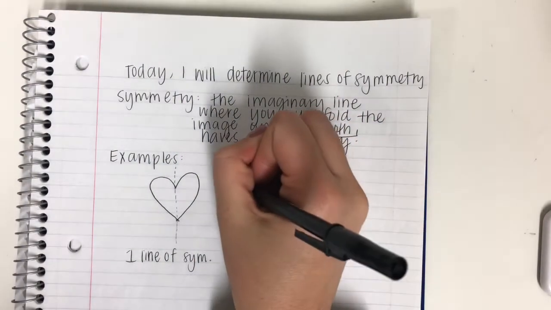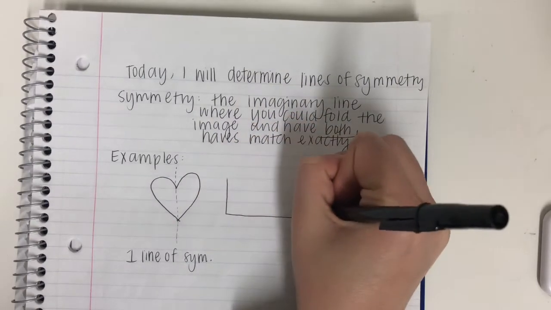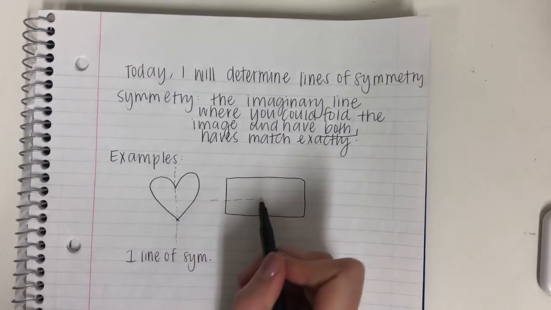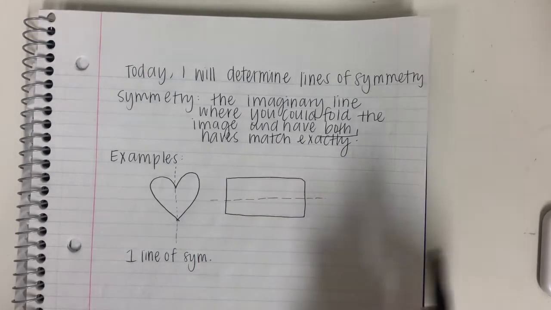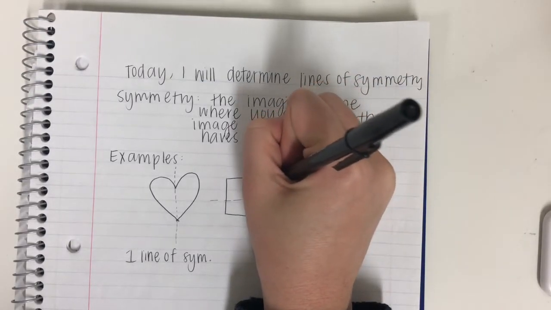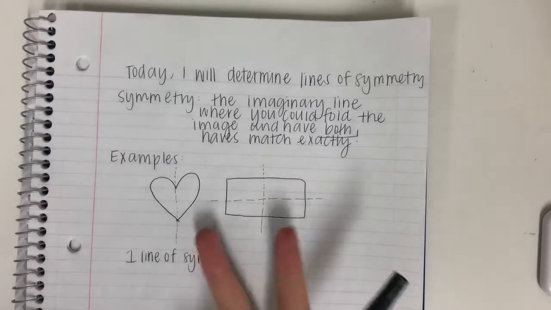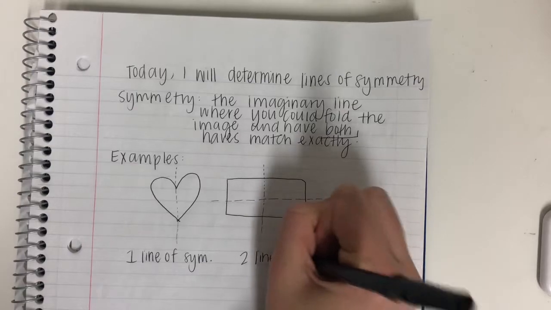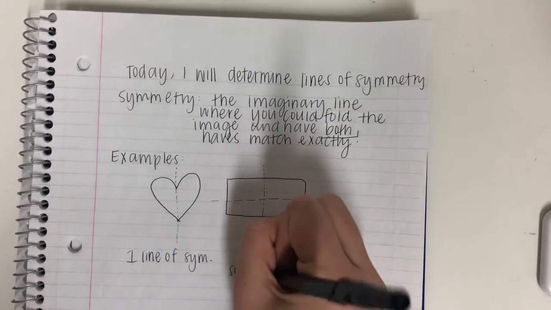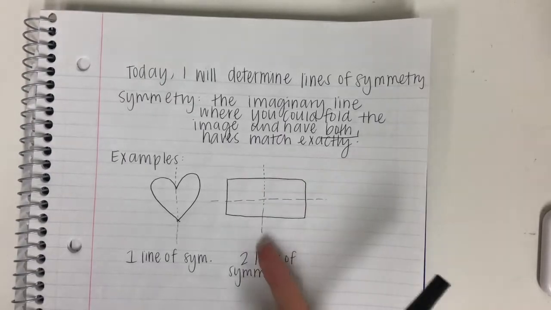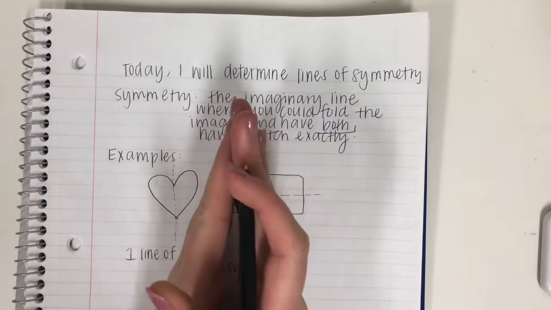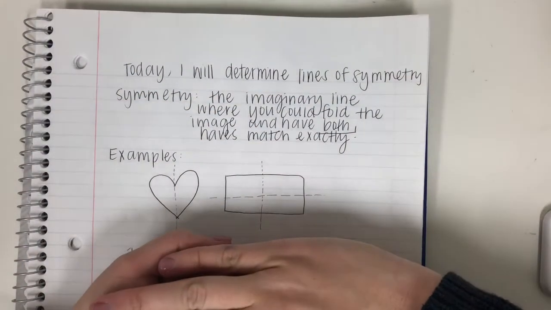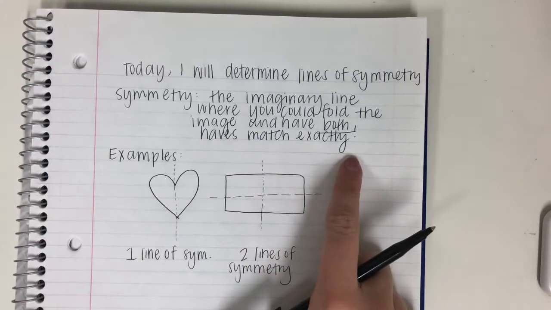Okay, let's look at a rectangle. A rectangle can be folded in half long ways, and it can also be folded in half this way. So a rectangle has two lines of symmetry. So this dotted line is my line of symmetry. I'm just kind of pretending that's like my pretend fold. So you can fold a rectangle in half this way, or you can fold a rectangle in half that way, and it would line up and match exactly.